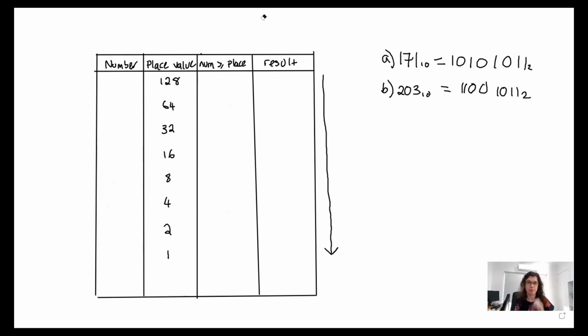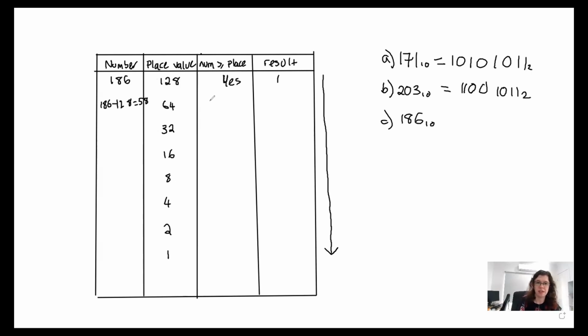All right. So our last one is 186. So again, start up here with 186. Is 186 greater than 128? Yes, it is. So we put a 1 in there. 186 minus 128 will give us 58.